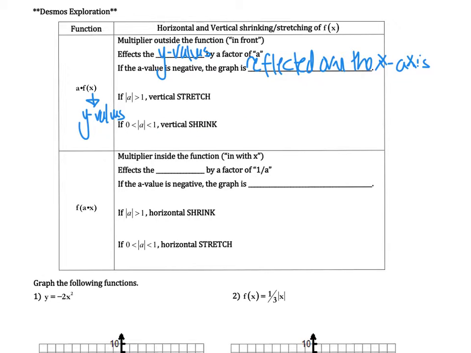So, for example, if we had f(x) equals negative 3x, the absolute value of, let's actually, hold on. Let's change that to x squared.